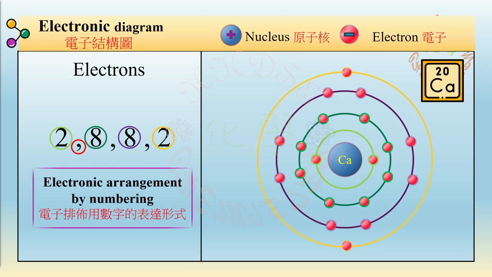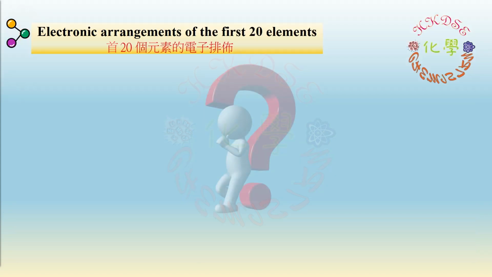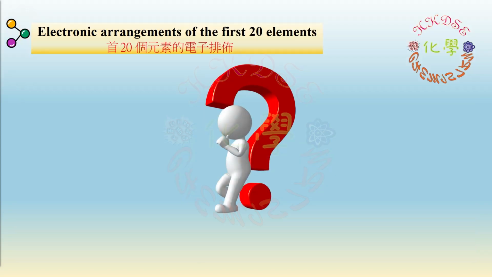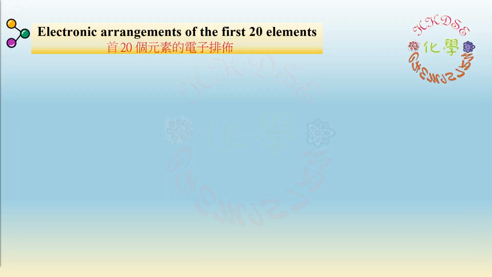Also, electronic arrangement can be shown by numbering. And now that you have covered the basics of drawing electron configurations, you'll be ready to tackle our lesson, Electron Configurations of the First 20 Elements. Following the above rules, we can find the electronic arrangements of the elements with atomic numbers 1 to 20.